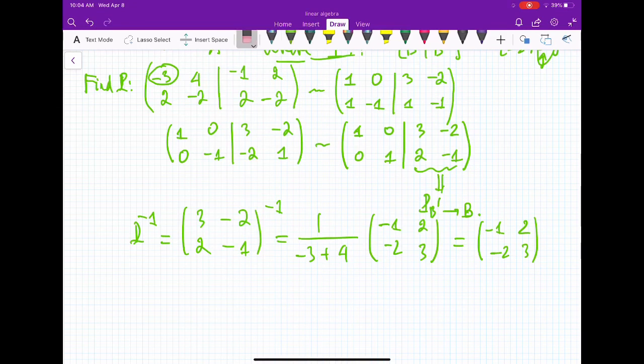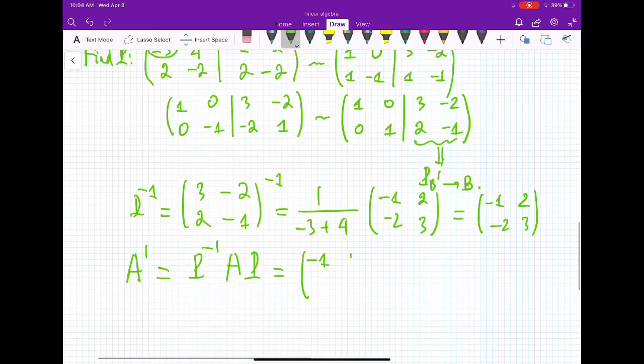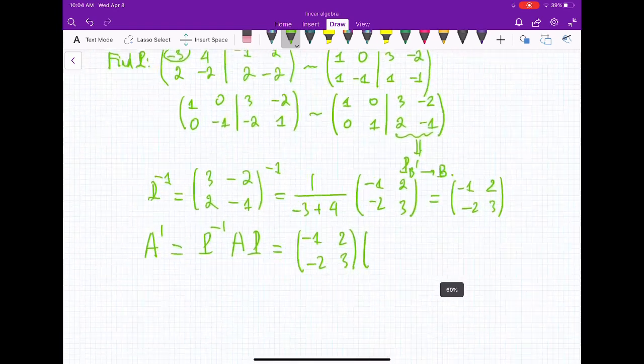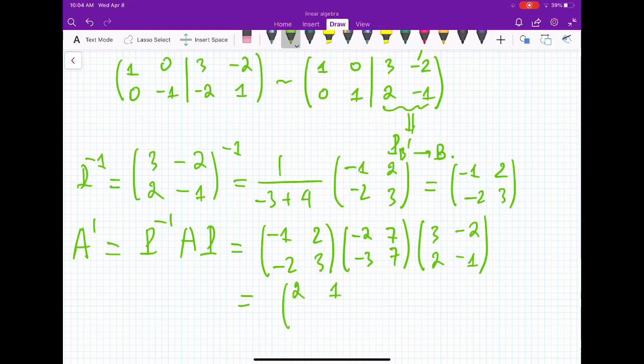And then you can find the matrix A prime equal to P to negative 1, A, P. So you just multiply them together. Negative 1, 2, negative 2, 3. What is A? A is given right here: negative 2, 7, negative 3, 7. And another one is 3, negative 2, 2, and negative 1. At the end, you would get 2, 1 and negative 1, 3.